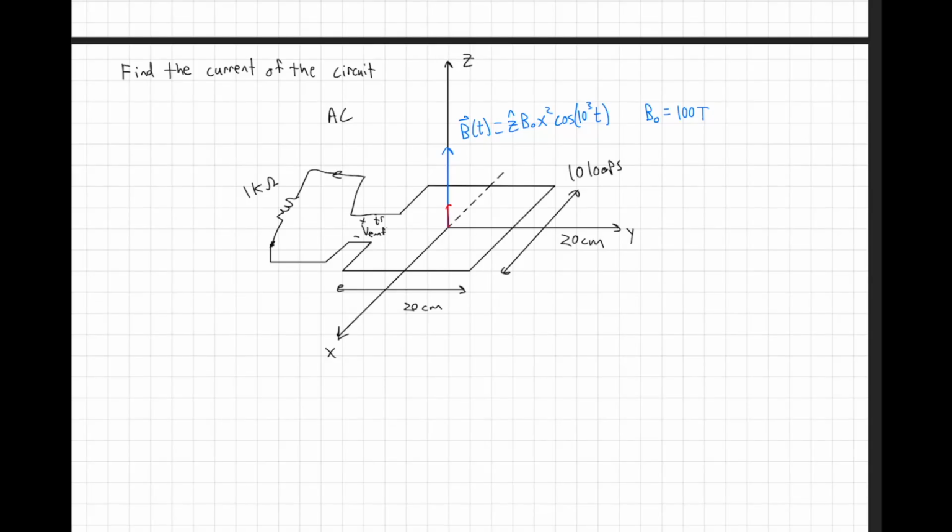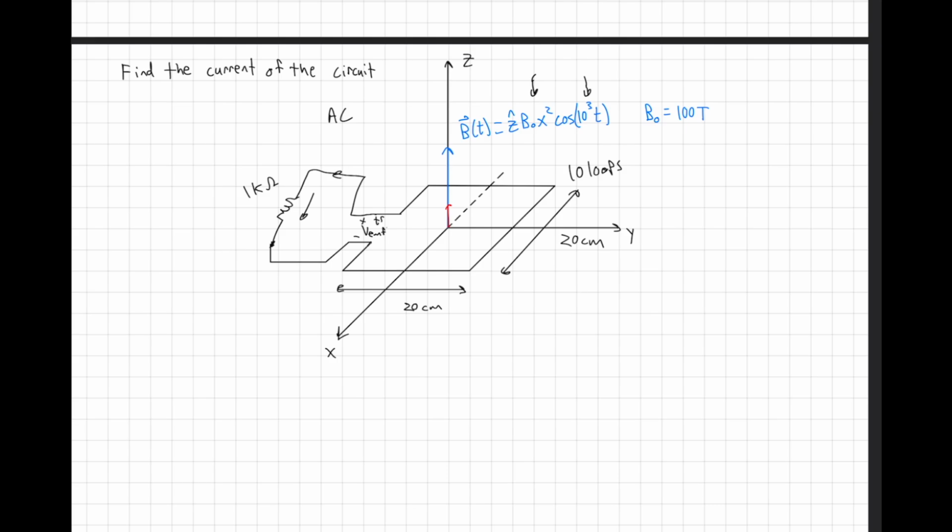What is up, guys? I wanted to talk about this problem I had in electromagnetics that I thought was really interesting. We have this both spatially and time-varying magnetic field going through a stationary loop. The loop is a square centered at the origin with side lengths 20 centimeters, and it's 10 loops. And we want to find the current that's going into this 1 kilo ohm resistor.